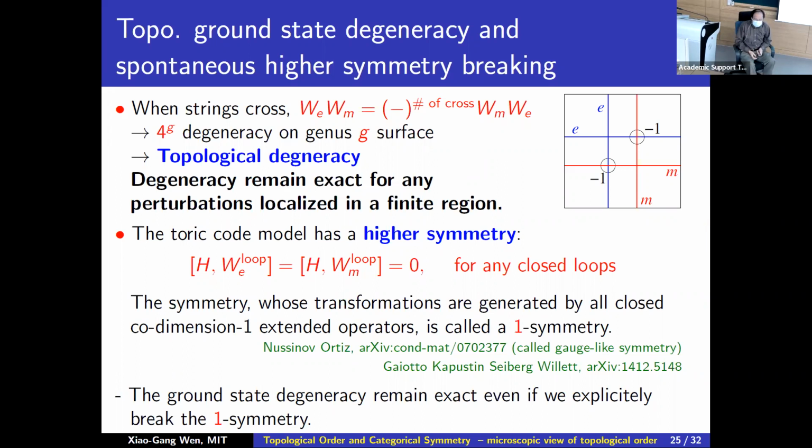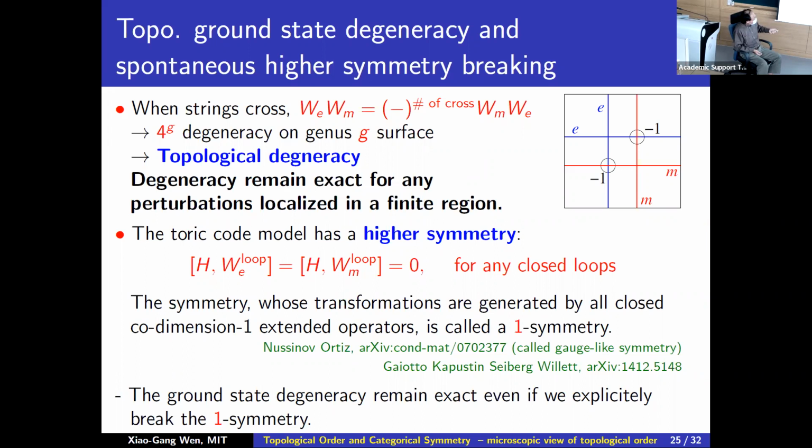I want to emphasize that in order to have this one-form symmetry, we should have this kind of commutation relation for arbitrary closed loops. So it's not like an ordinary symmetry, where one operator commuting with the Hamiltonian gives you a symmetry. Here we have all kinds of loop operators, and they all commute with the Hamiltonian. Then that's what we call this so-called one-form symmetry.